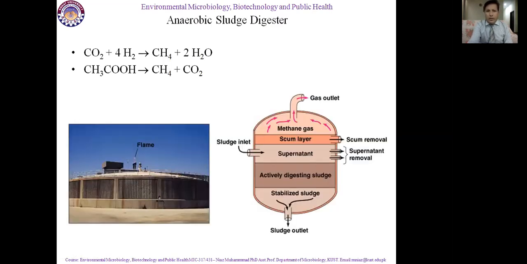So up to here, we are almost going to stop the elemental cycling in water, in sewage water, in fresh water, and in soil, as well as in the aquatic environment.